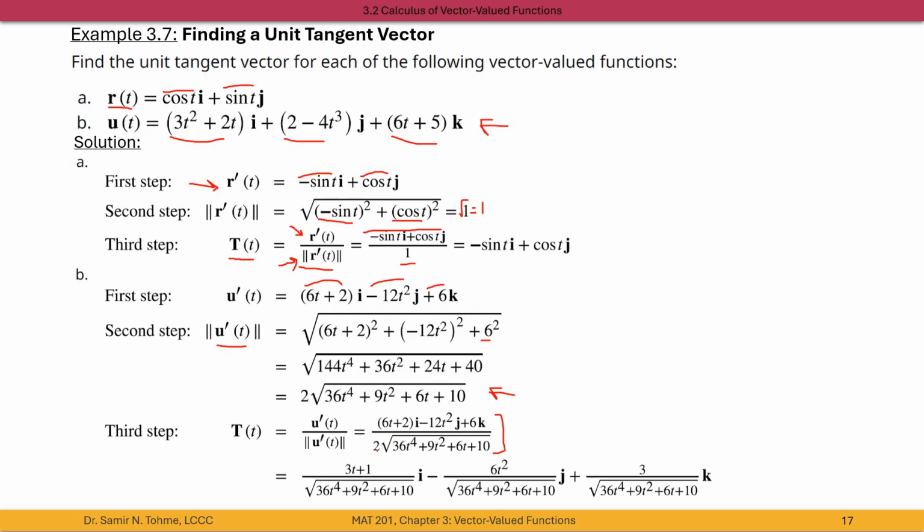We can further simplify it by simplifying 2, which is in each component in the numerator over here. And this is the final form, and this is the unit tangent vector.